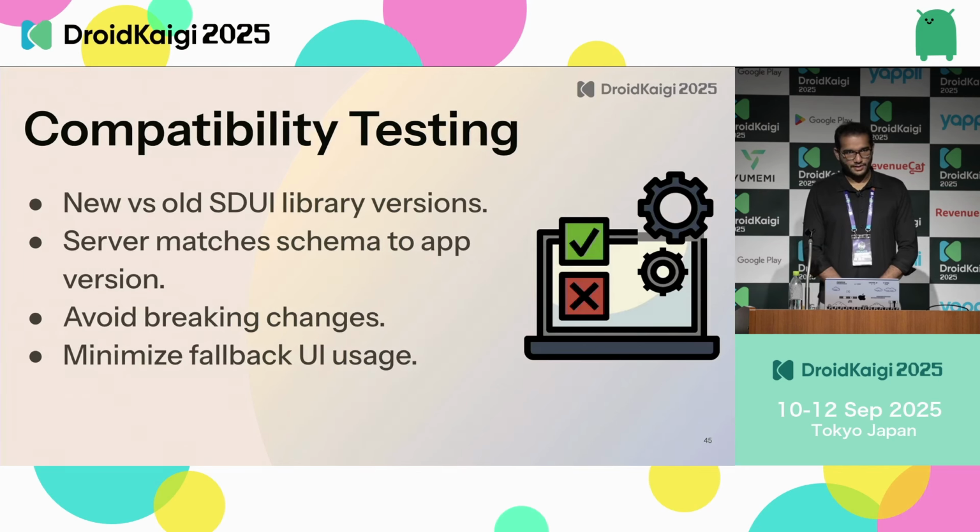You need to keep the compatibility strong. Make sure both new and old versions of SDUI libraries work together without any breakage, obviously. The server should know which app version it's talking to and send the right data. Try to avoid breaking changes and use fallback UI.